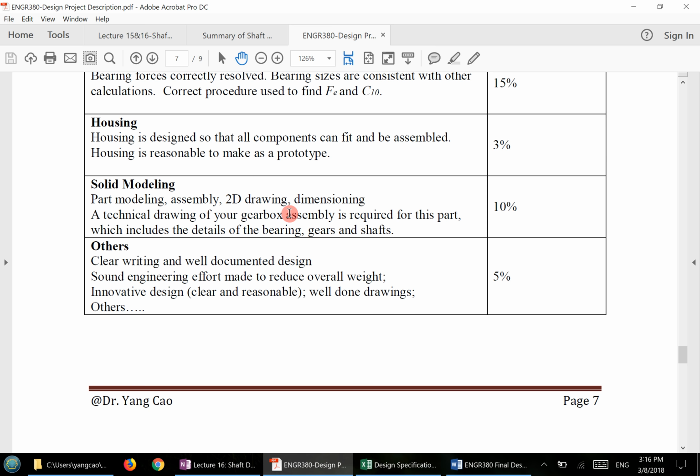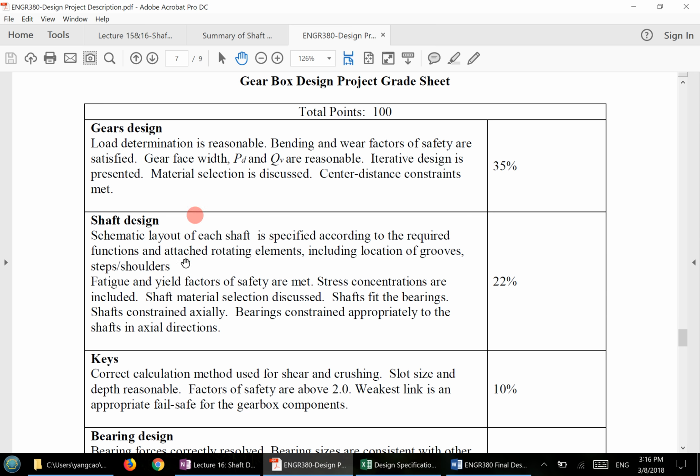But otherwise, the majority of the grades will be on the design portion: the computation and the iteration of the design process. Yes? Can you throw it into an Excel document and then do iteration based on that? Yes, you can.